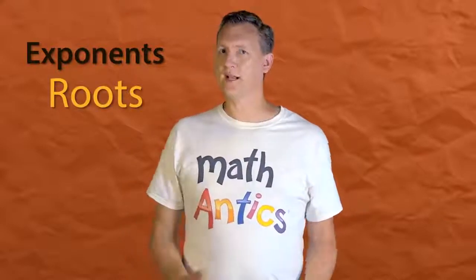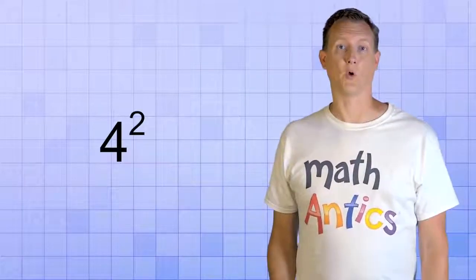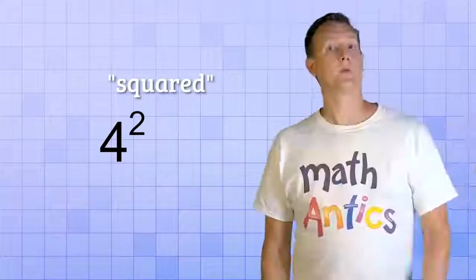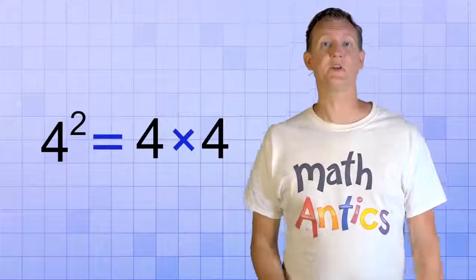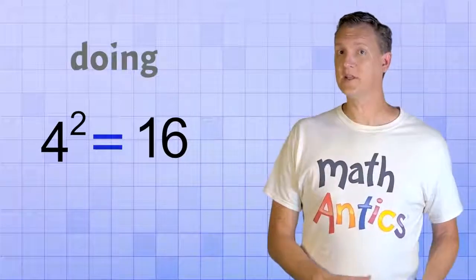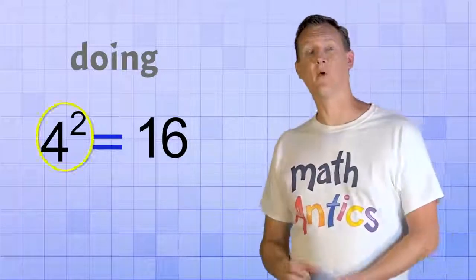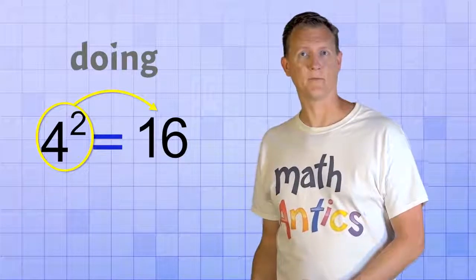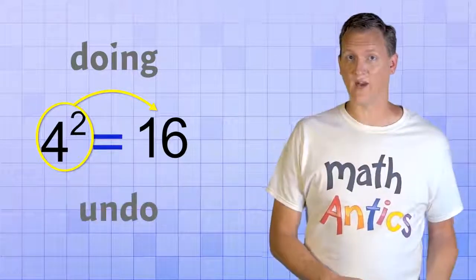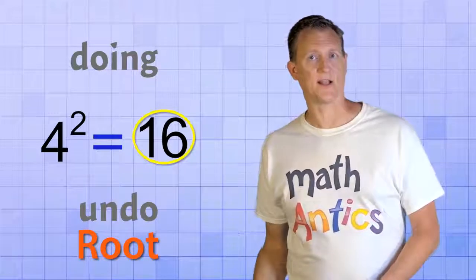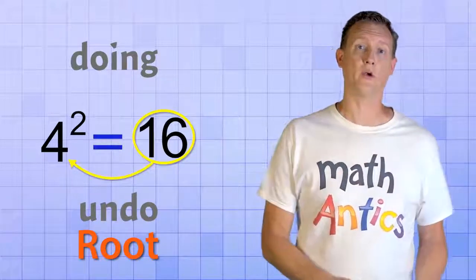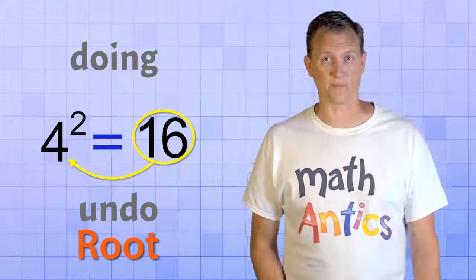To see how roots and exponents work together to undo each other, let's look at the simple exponent 4 to the second power, or 4 squared. Previously, we learned that this is the same as 4 times 4, which equals 16. Doing this exponent meant going from 4 squared to 16. So now if we want to undo that with a root operation, that involves starting out with 16 and then somehow getting back to the 4, which is being raised to the second power.